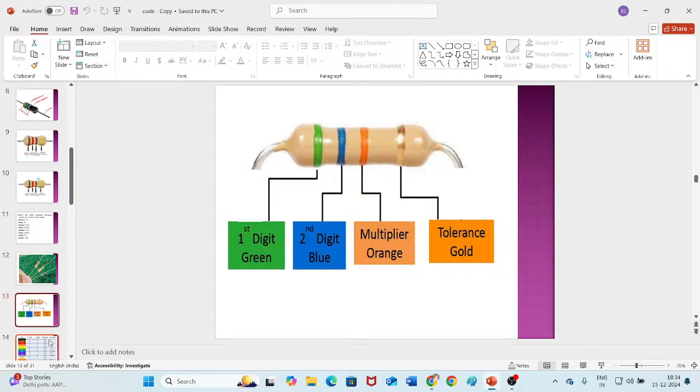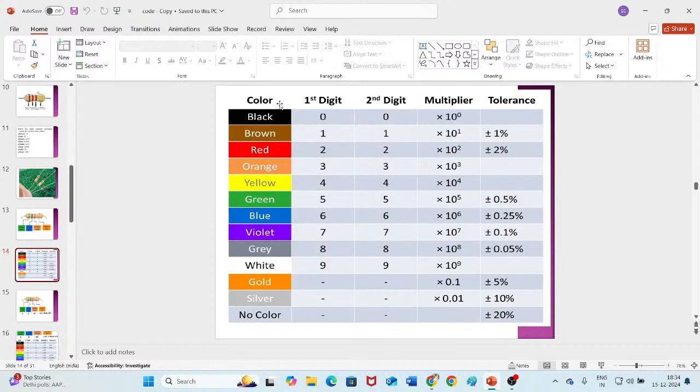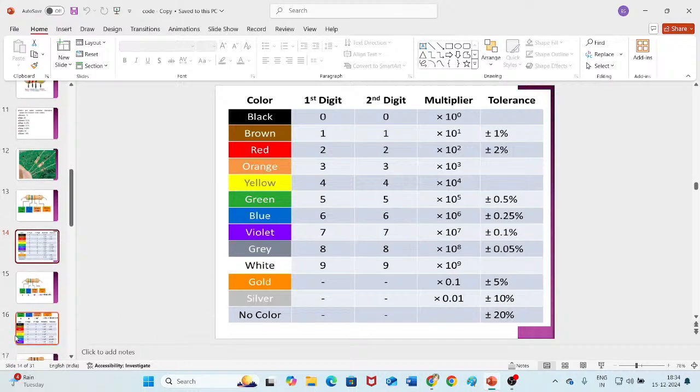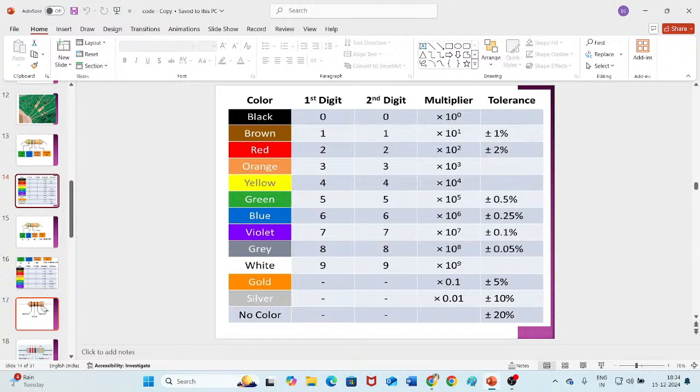This is my table in which I have written all the colors, the digit 1 values, digit 2 values, the multiplier values, and the tolerance values. So how to remember this table? It's very easy. You can write this table on your own. It's not a big task.